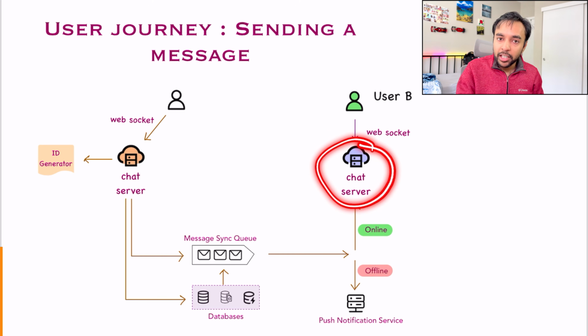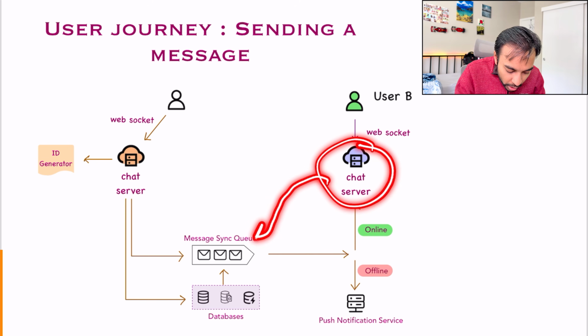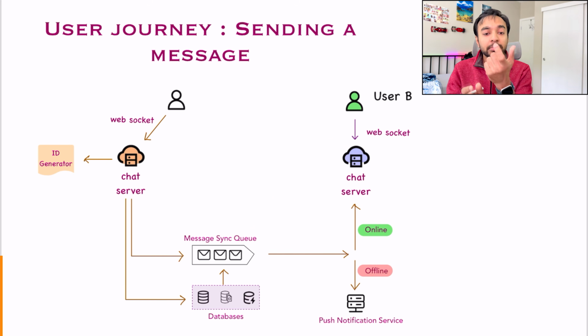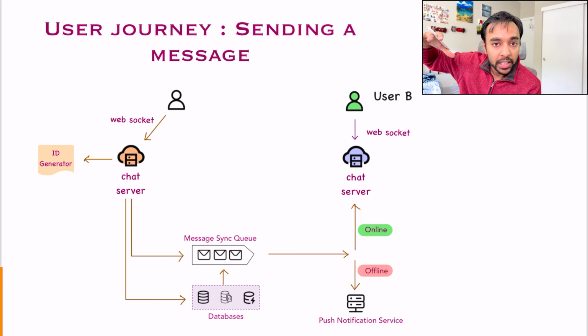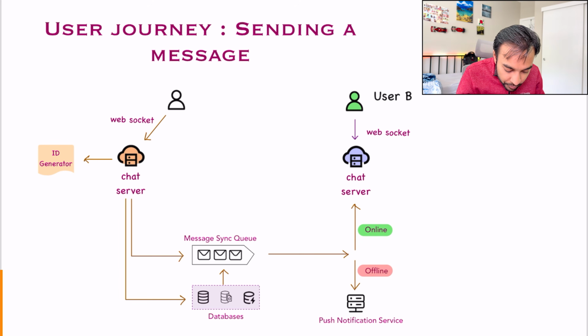What this chat server will do is, it will connect to this message queue and it will subscribe to the topic of user B's incoming messages. This message queue would have delivered all of the messages to this particular topic. So what is going to happen? If the user is online, this chat server will pull all the messages and start delivering them to user B.